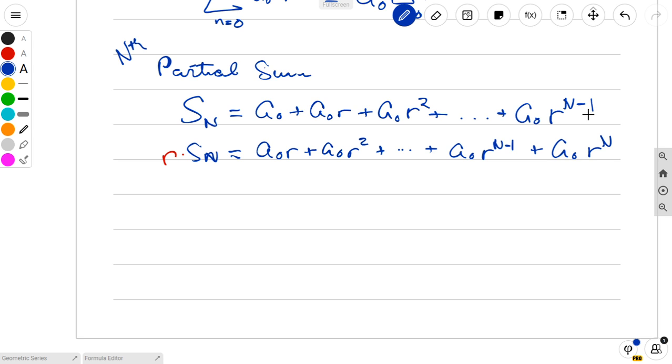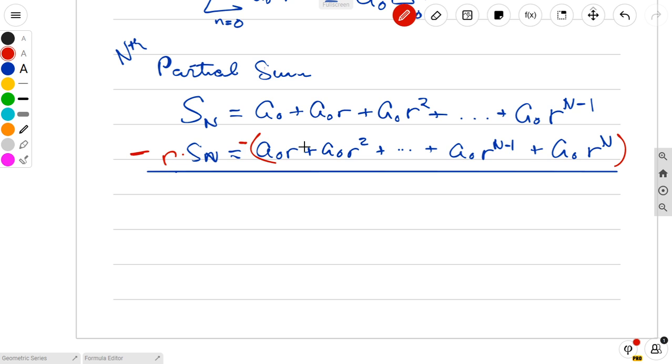Because when you multiply by r, that's going to increase that exponent by 1, so that's what your last term's going to be. And then what we're going to do here is subtract both sides of the equation from the top one. Because they're equal to each other, we can subtract them from both, right?